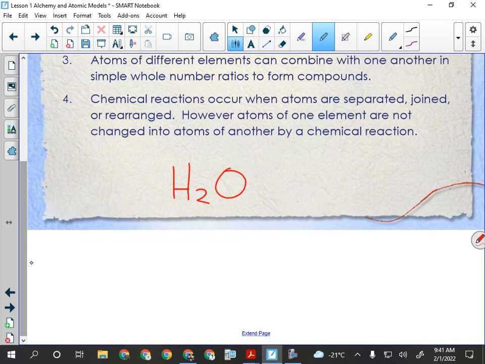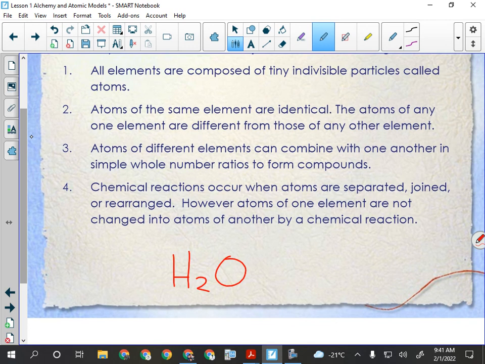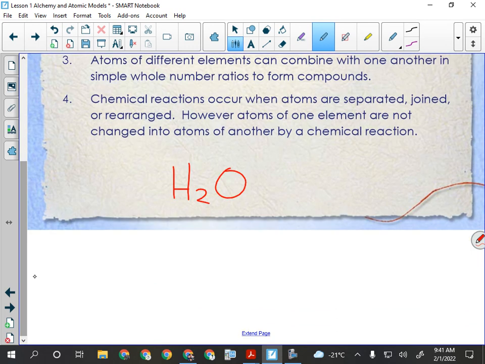So these atoms have combined together in whole number ratios. The whole number ratios part is important because it goes along with point number 1. Okay? And that is that you can't cut an atom. In a chemical reaction, you're not cutting an atom. I would never write water like this. Okay? I still have twice as many hydrogens as I have oxygens, but I can't have half an oxygen atom.